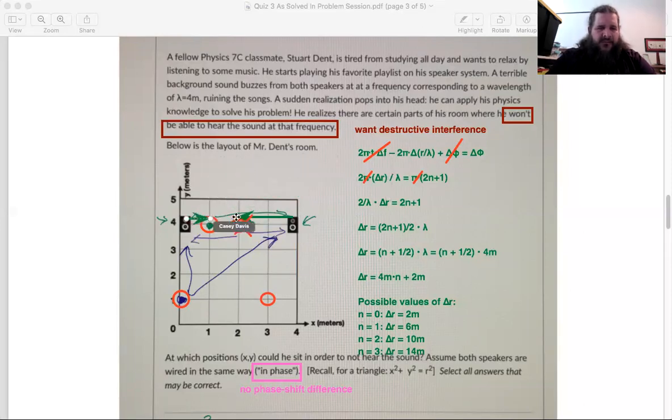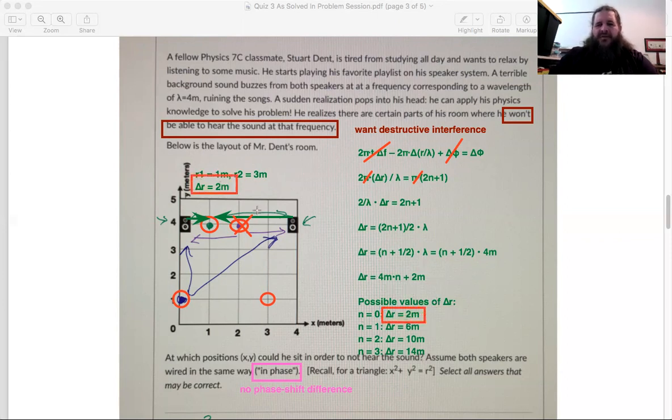Instead, let's try another location. If we try the location 1, 4, now those waves are traveling different distances. It looks like the left speaker, the wave only has to travel 1 meter. The right speaker, the wave has to travel 3 meters. What's the difference between those path lengths? Yeah, the difference is 2 meters. And it looks like that's on our list. 2 meters is one of the values that causes destructive interference. Exactly. This 2 meter difference.